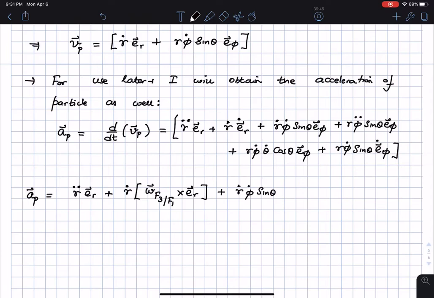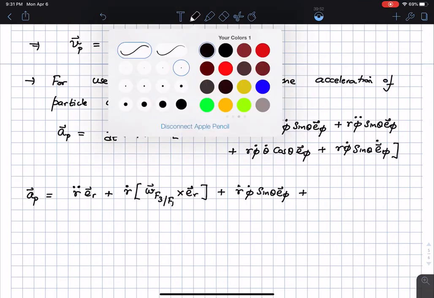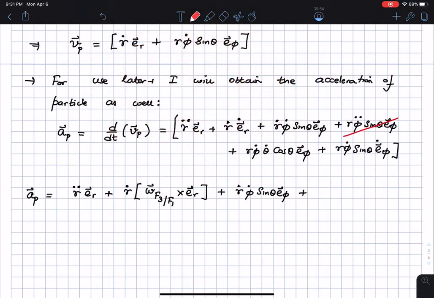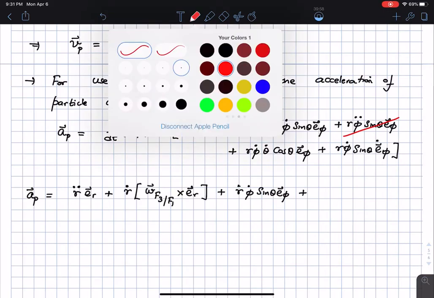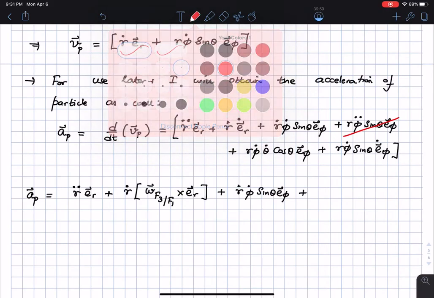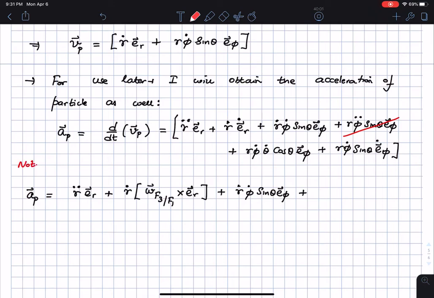plus R dot phi dot sin theta E phi. Then phi double dot is going to be 0, so I'm going to strike that term off. This is because phi dot is equal to omega, which is a constant. So note here, phi double dot is equal to omega dot is equal to 0. This is because omega is a constant.